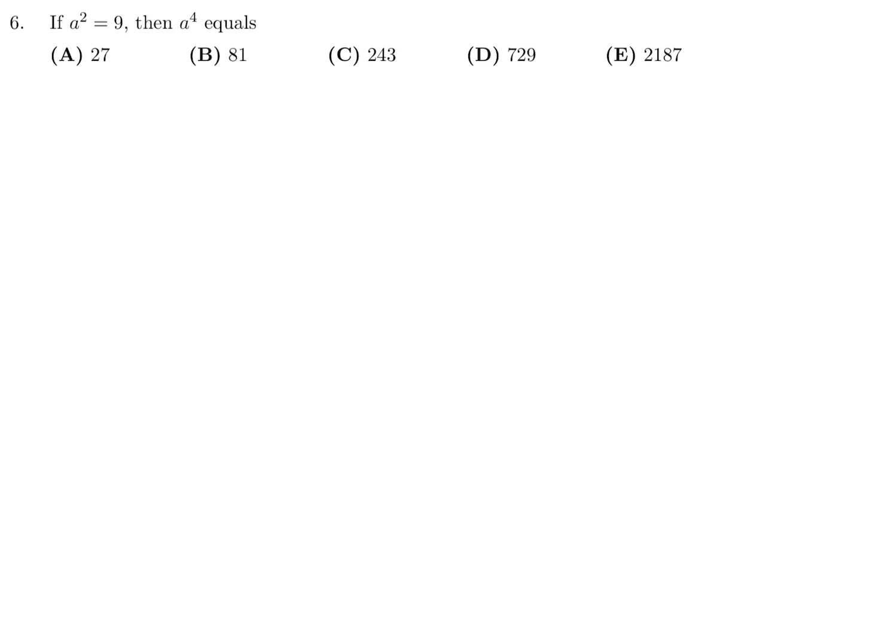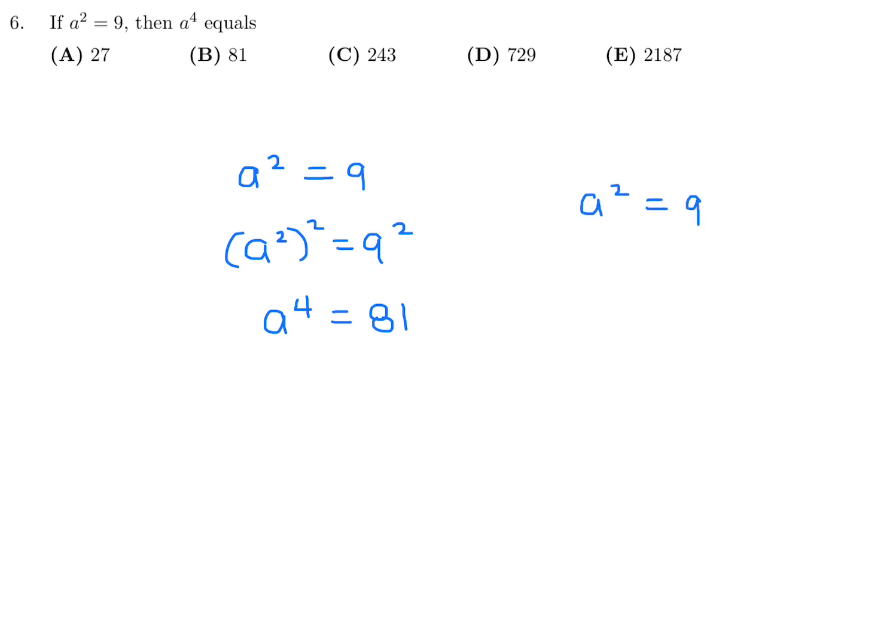If a squared equals 9, a to the 4th equals, well, a squared is 9, square both sides, and you get 9 squared, which makes a to the power of 4 equal to 81. Or if you prefer, you can individually solve for a, take the square root, and you get 3, and then take 3 to the power of 4, and it will give you the same result, 81. So number 6, the answer is B.